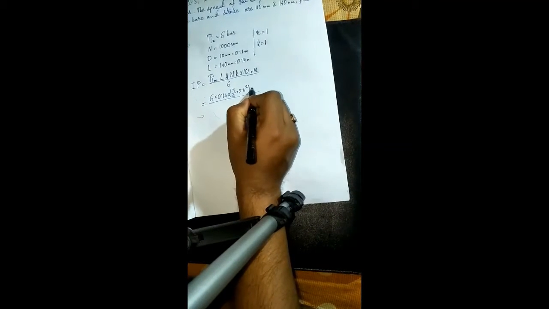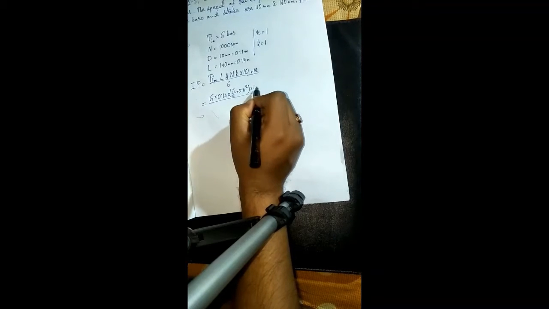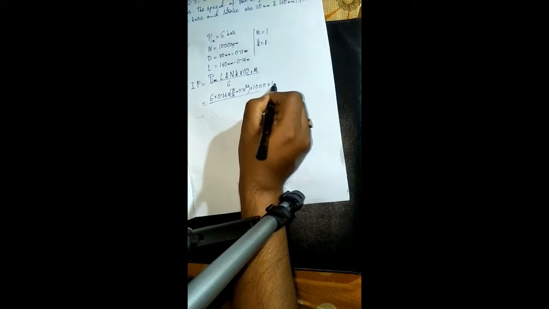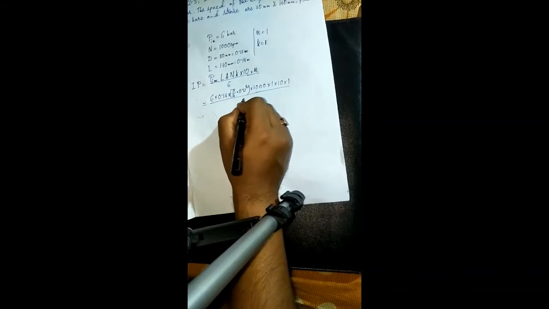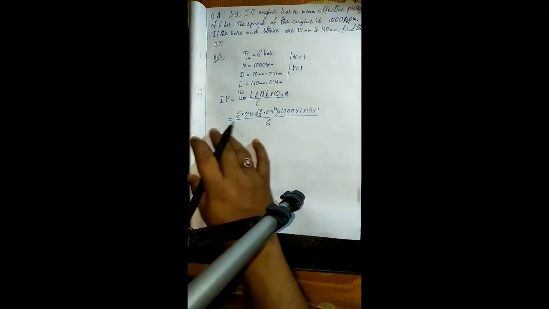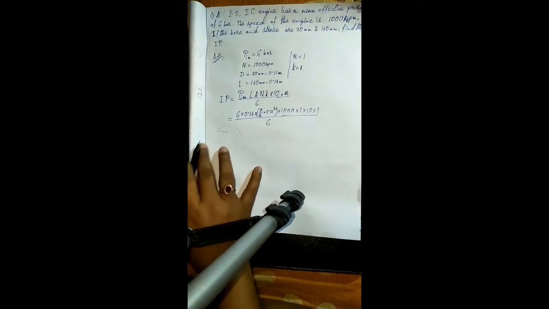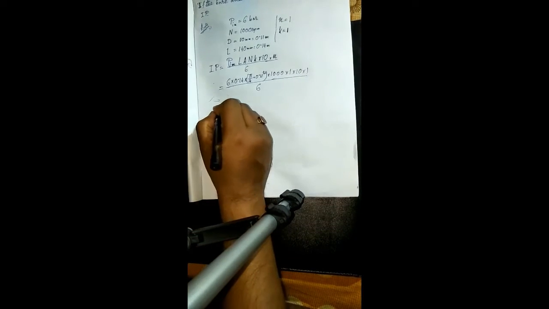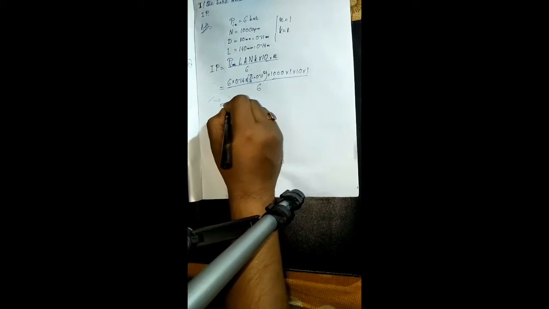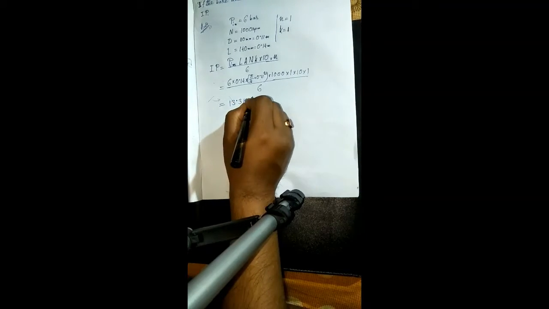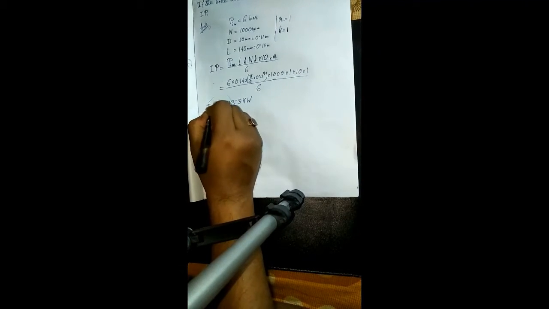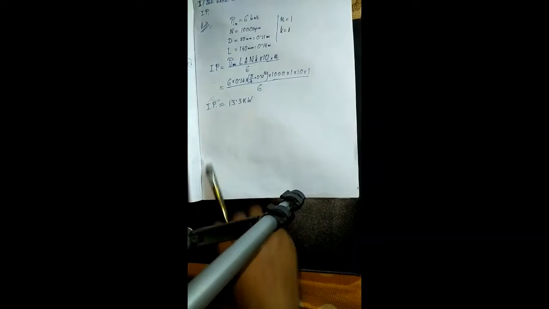Speed is 1000 into 1, that is K, into 10 into 1 by 6. Okay, the value becomes 13.3 kilowatt. This is the indicated power value.